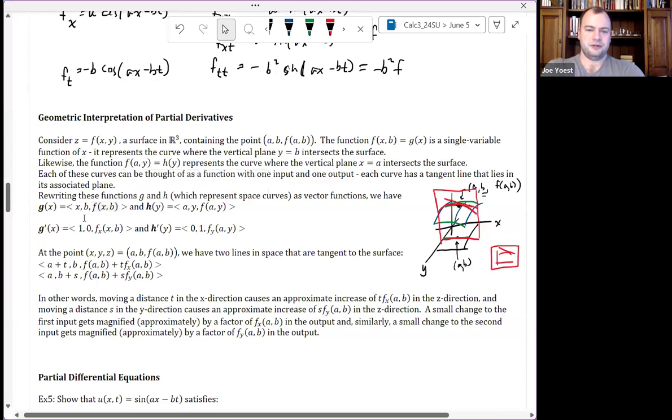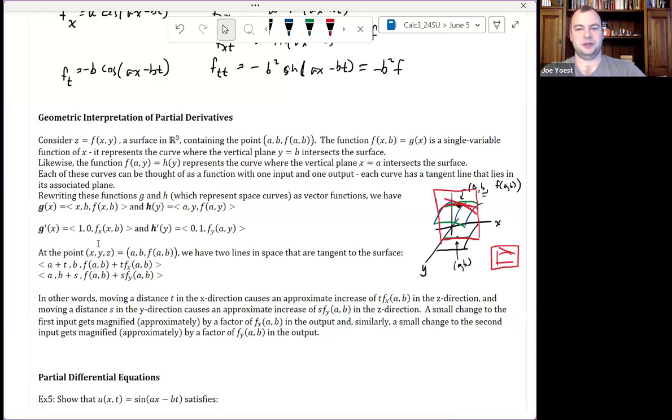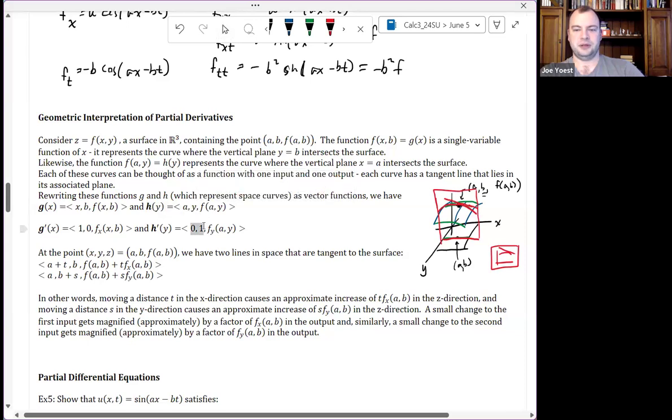And then f of x comma b differentiates, well, here when we say g prime of x, we're talking about differentiating with respect to x. That differentiates to the partial of f with respect to x of x, b. Similarly with h of y, differentiating this vector function with respect to y, the first two components differentiate to 0 and 1, and the third differentiates to the y partial, because again here y is the variable of interest, f_y of a, y.